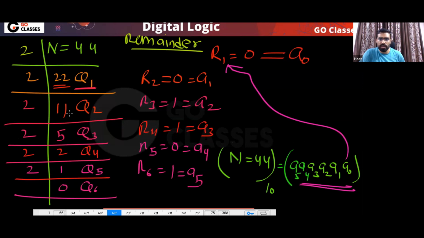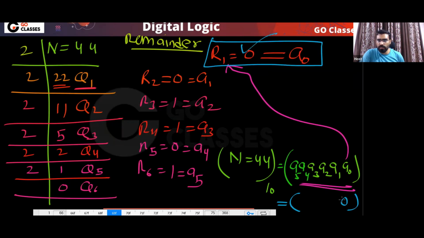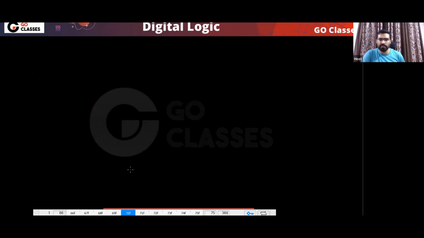So that is the reason we write in the reverse order. So finally, what will be the answer? You can notice the first remainder is actually A0. Remember, the first remainder is A0. So this is your A0, this is your A1, this is your A2, this is your A3, this is your A4, this is your A5. I hope this point is clear.